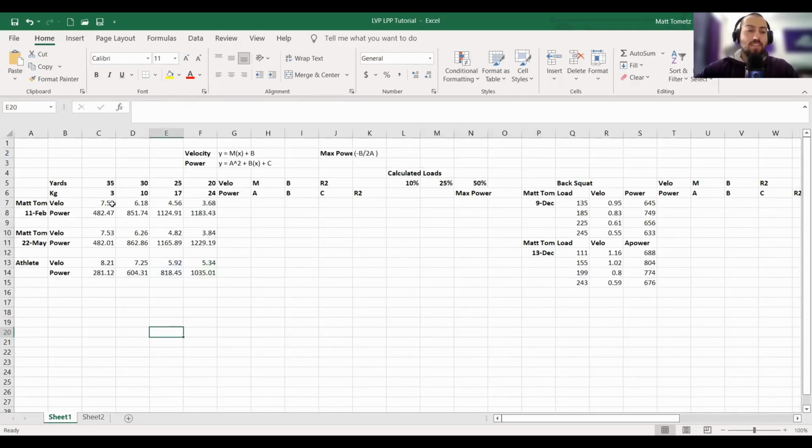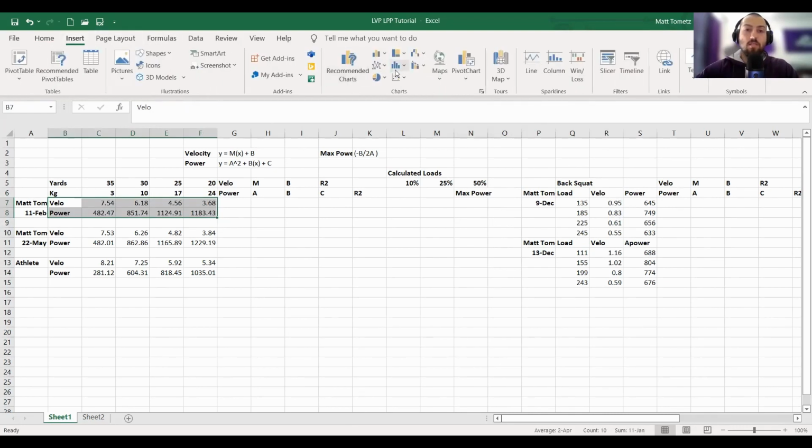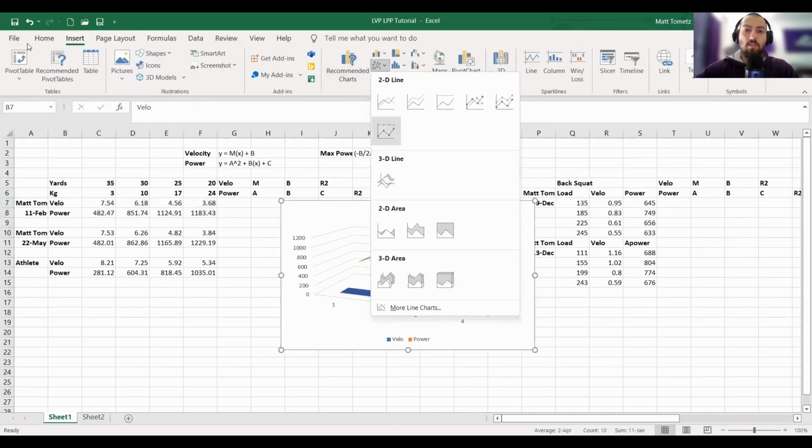So first we have to select the data that we want to put in a graph. So highlight, so this is for sprinting. And this is important because this is organized horizontally and this is organized vertically. And there is an important difference between the two. So insert scatter plot or just line.